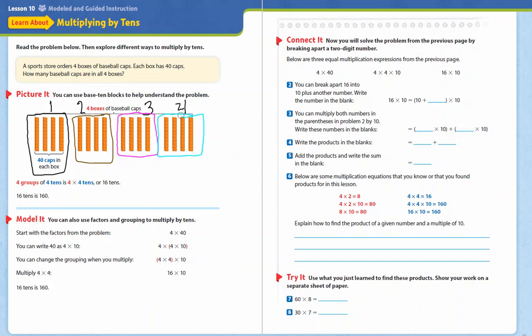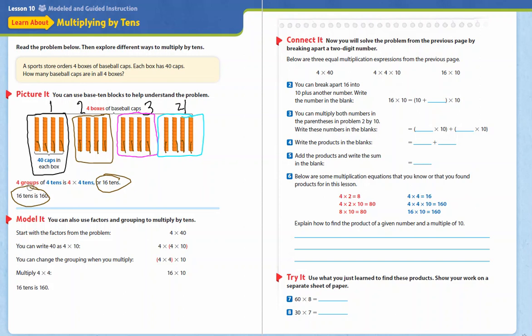So there's 4 groups of 4 tens. So 4 times 4 tens equals 16 tens total. You can double check your work by also counting the number of tens. So 1, 2, 3, 4, 5, 6, 7, 8, 9, 10, 11, 12, 13, 14, 15, 16. Yep, there are 16 tens. So 16 tens equals 160.